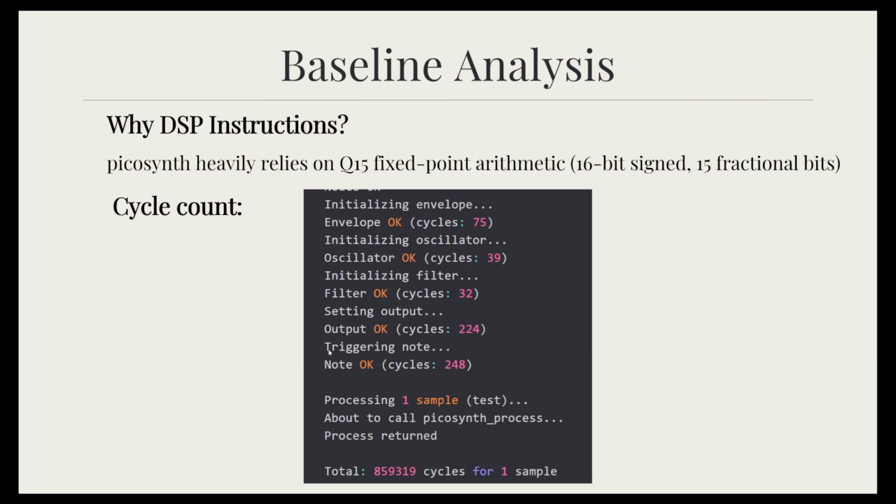This slide shows where the time goes in the baseline run, and it explains why we need acceleration. The initialization steps are small, only tens or a few hundred cycles. The real cost starts when we generate audio. Processing just one sample takes about 85,000 cycles, and most of that time is inside the main loop, PicoSynth process. This is why we focus on DSP acceleration, because PicoSynth process contains lots of multiplies, saturating operations, and filters. If we speed up this part, we speed up the whole synthesizer.